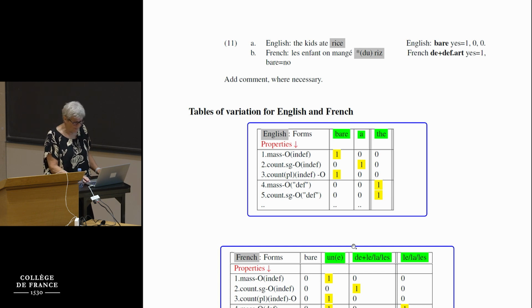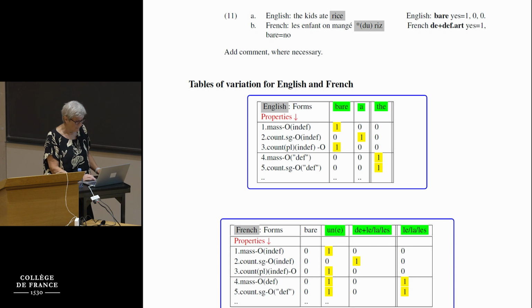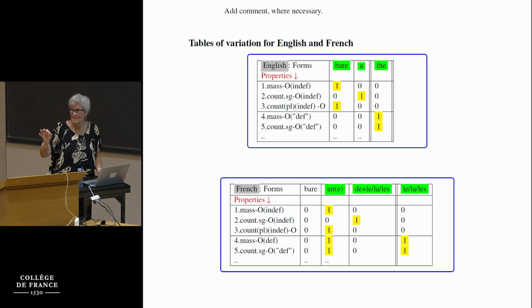We can do the same thing for French. One basically means this element can occur in this position, in this context, or has this property. So French doesn't have bare nouns, so this whole category is 0. No bare nouns. You cannot say 'j'ai mangé riz' or 'j'ai vu chat,' etc. For the indefinites, oops, there's a mistake here.